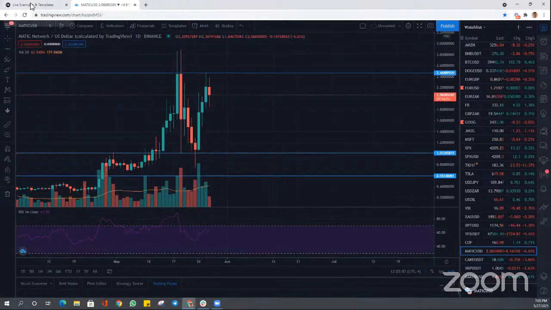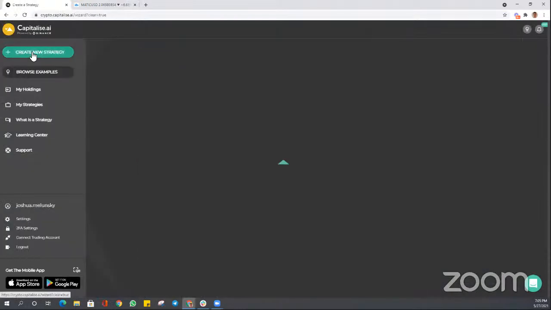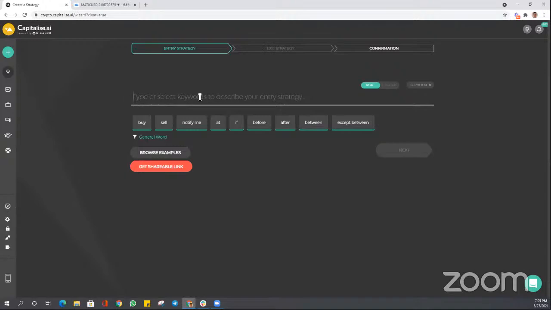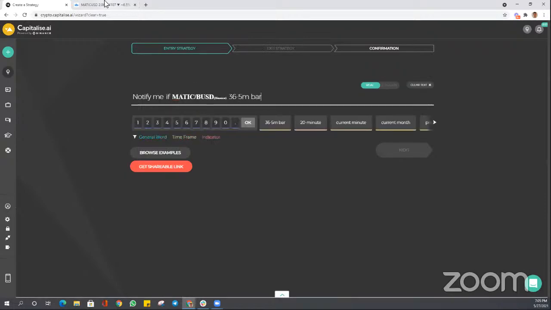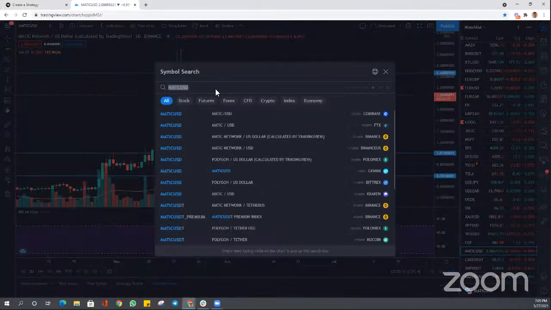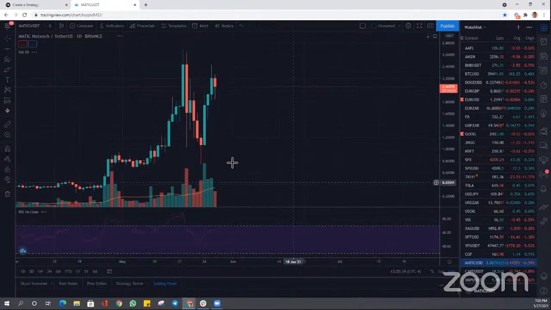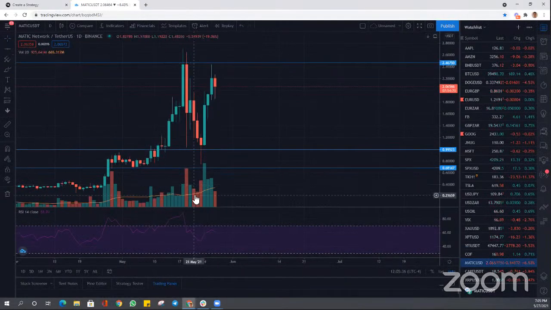So let's go ahead and go to create new strategy. We're going to start the notification strategy off with a simple notify me. Notify me if, let me get my syntax correct first, if Matic, let's go USDT. I think we're looking at USD there, but let's have a look. It should be similar. Okay, the lines are actually there. So we could look at 0.99, let's say, for the smart notification, and 2.4.